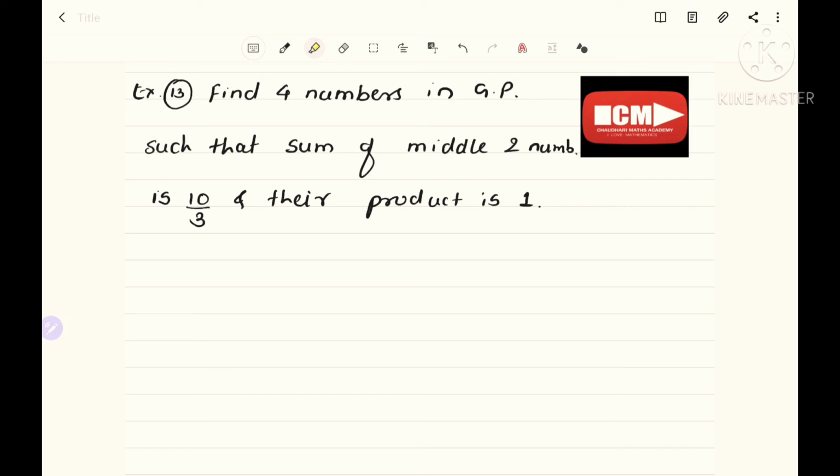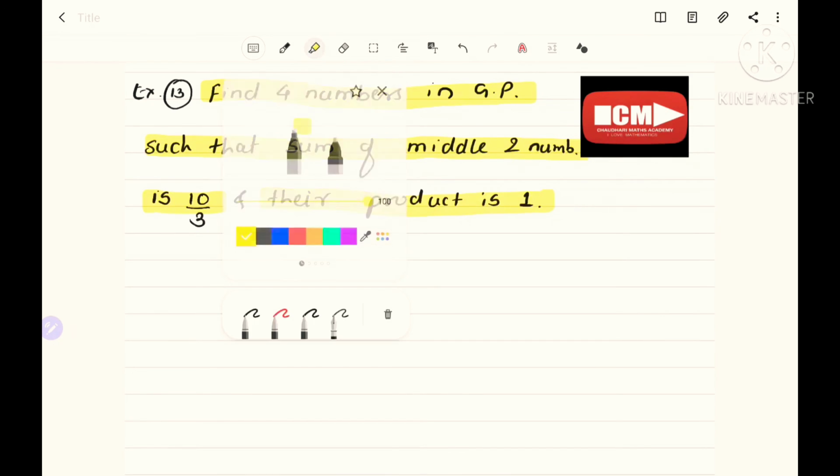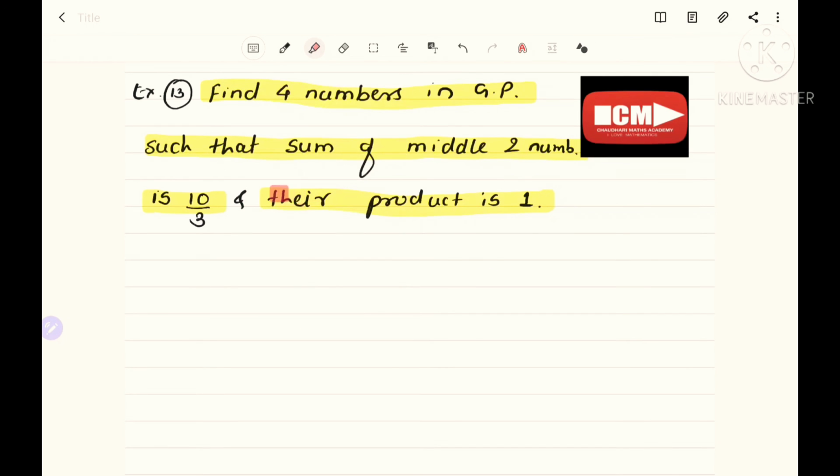Find 4 numbers in GP. This is something different that we discussed in the summary of geometric progression. Find 4 numbers in GP such that the sum of the middle 2 numbers is 10 by 3 and their product is 1. This sentence is very, very important.